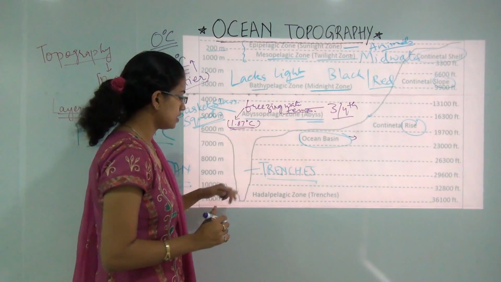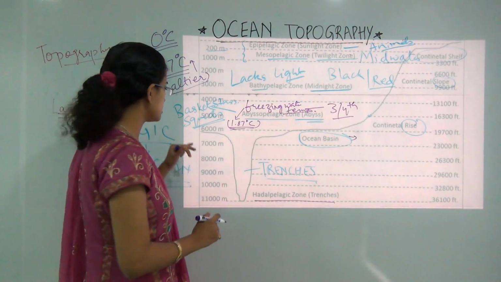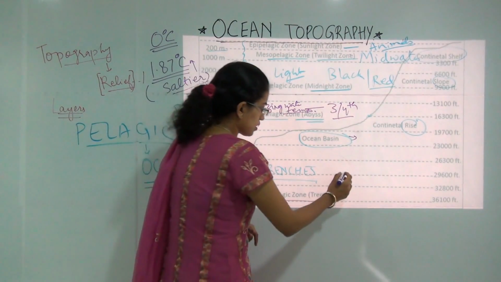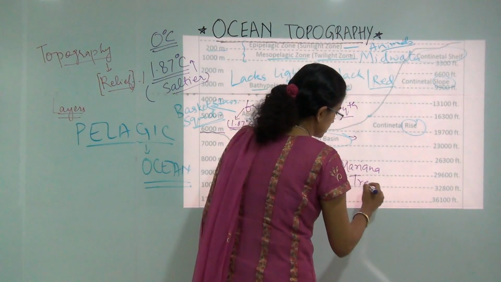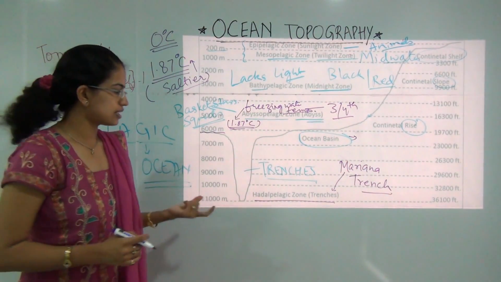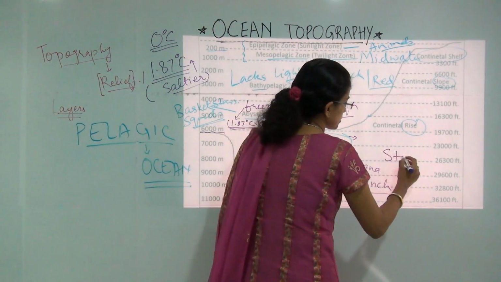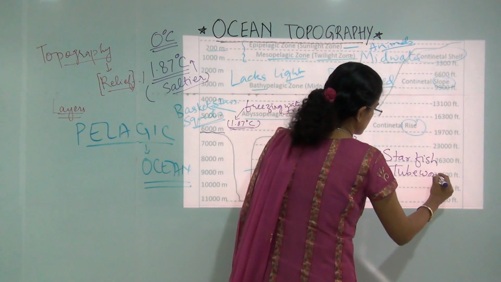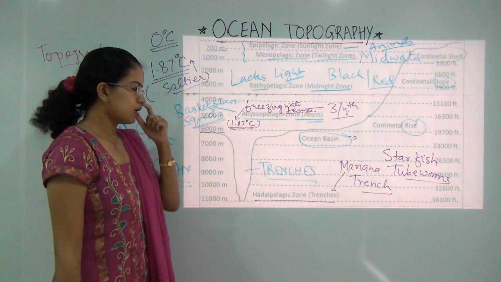And finally you have the hadopelagic zone. This zone is common in the trenches. These are the zones found after 6,000 meters of depth. A common example is the Mariana Trench, which is one of the deepest trenches of the ocean. The only animals I should say found in this region are starfish, and you have tube worms. So this is a basic classification of the various layers of the ocean.